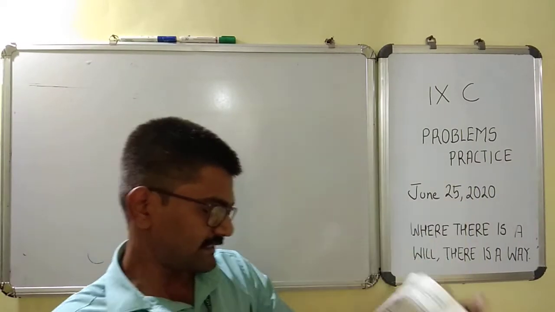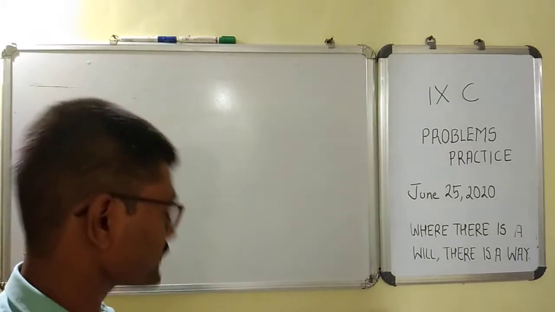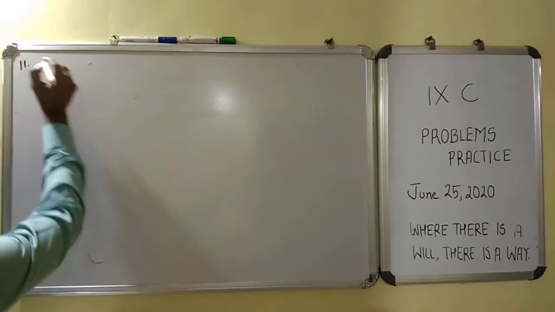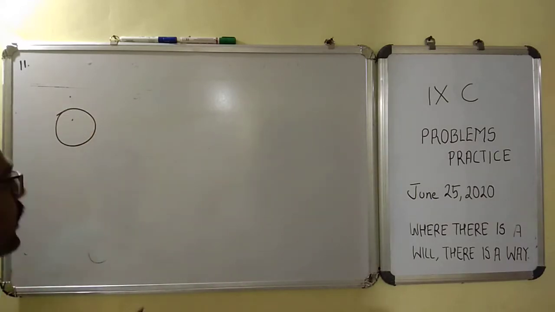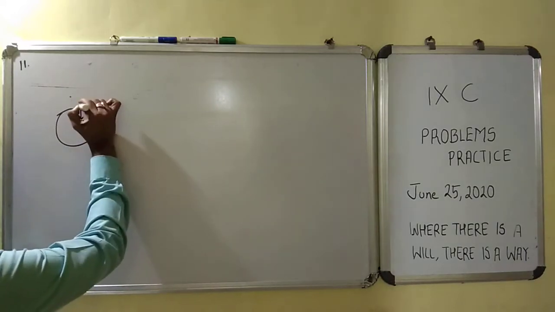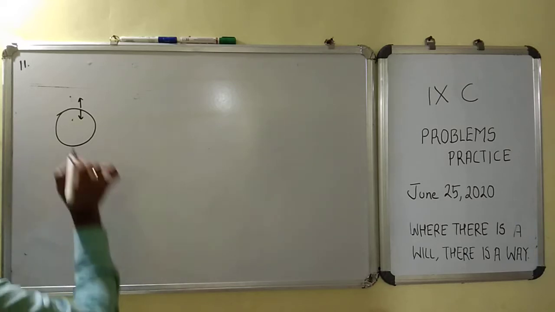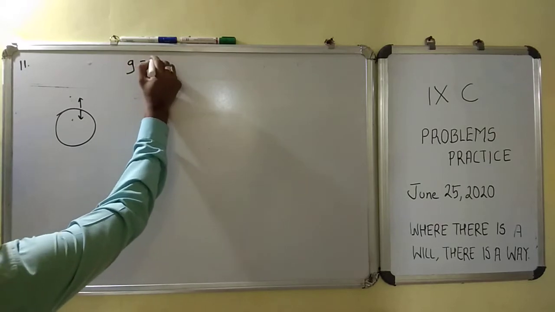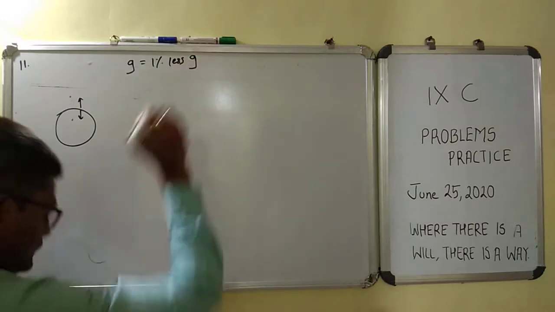11th problem: at a place the value of g is less by 1% than its value on the surface of the earth. At a certain place the value is less. Always remember the value of gravity will be less at two places, either below the earth or above the earth. In both situations, the value of gravity will be less than the original value. They have given that the value is 1% less than the original value on the surface of the earth.